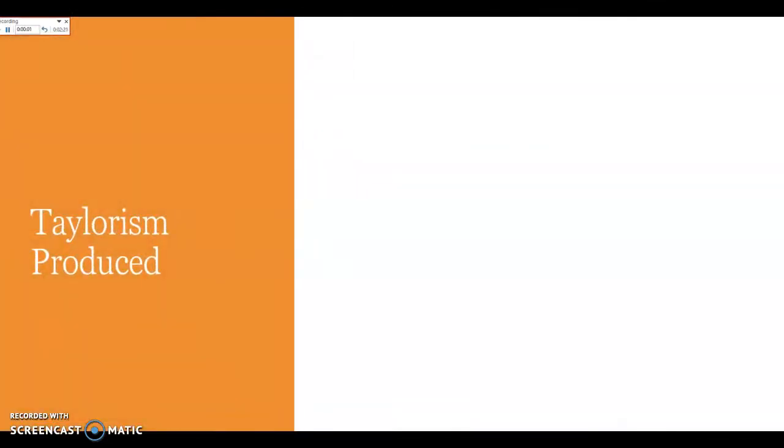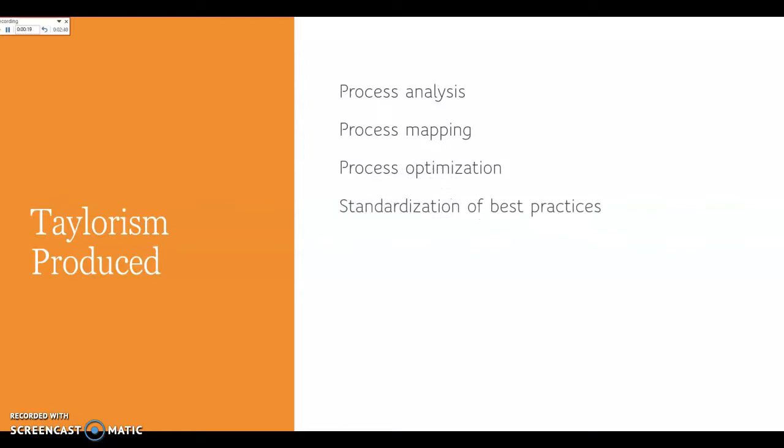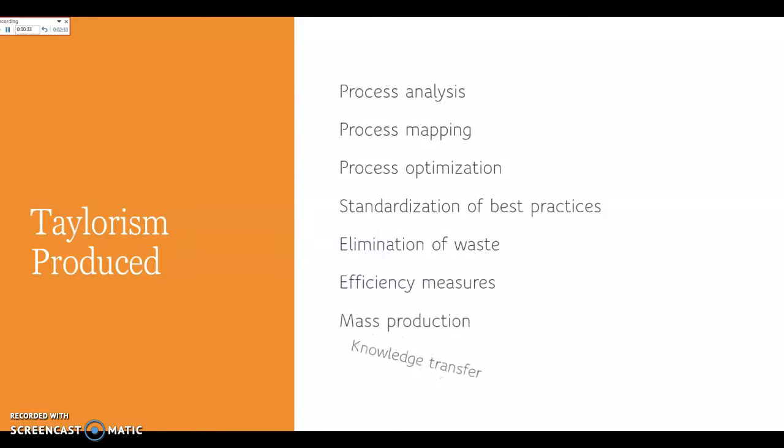Many of the terms that we use today in business are from Taylor that you might recognize, such as process analysis, process mapping, process optimization, standardization of best practices, elimination of waste, efficiency measures, mass production, knowledge transfer, documentation of processes.